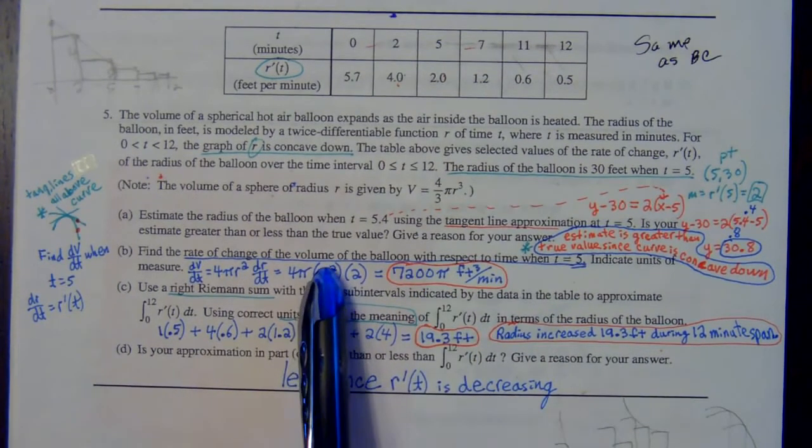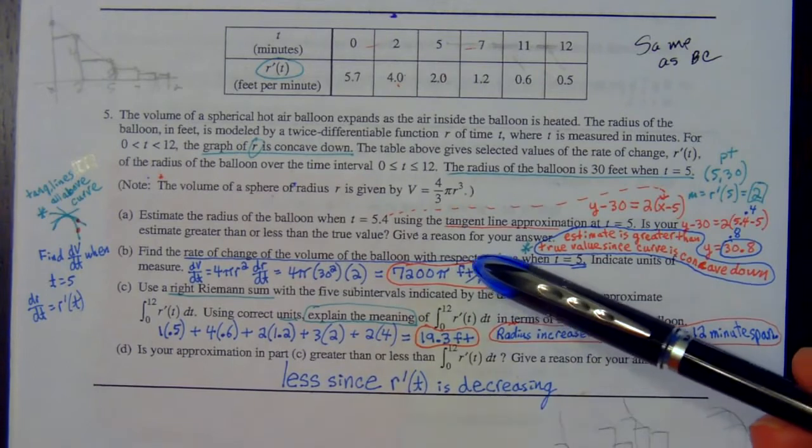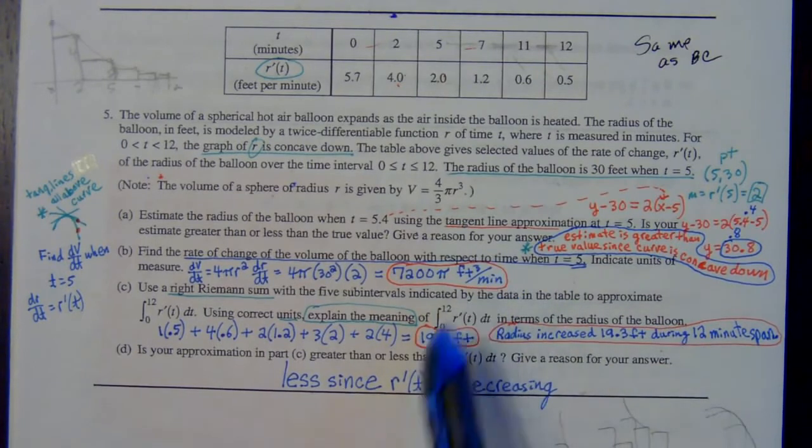And then it's how fast the volume is changing. So how fast it's changing, the dV/dt, is going to be in cubic feet per minute. It's got to be cubic units when it's the volume. If it's just the radius, then it's just single units, like feet per minute.